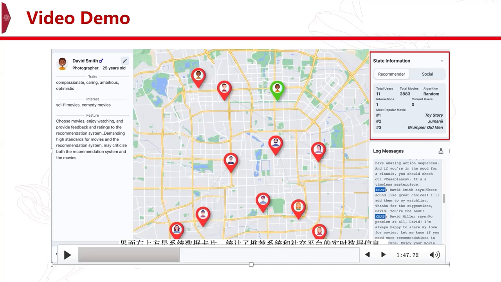On the right, we present the statistics of different applications. In the recommender system, we can see how many users, how many movies, and what are the most popular movies in this system. If we turn to the social network, we can see the density of the social network, and can also see what movies are the most popular in the social network. And in the right down panel is the log message, which records all the information in the simulation process.